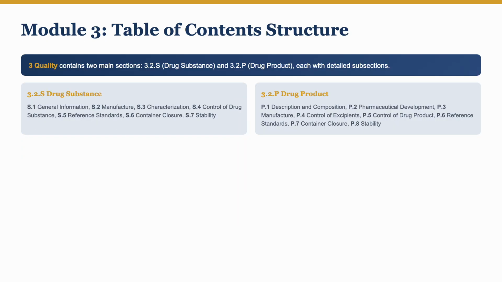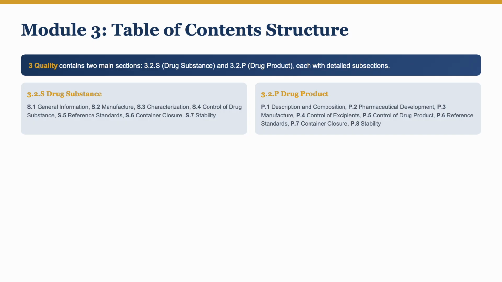The table of contents for Module 3 follows a specific structure defined by ICH guidelines. Section 3 Quality contains the body of data in Section 3.2. The Drug Substance section, 3.2.S, has 7 main subsections: general information, manufacture, characterization, control of drug substance, reference standards or materials, container closure system, and stability.